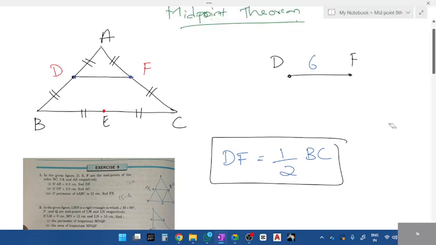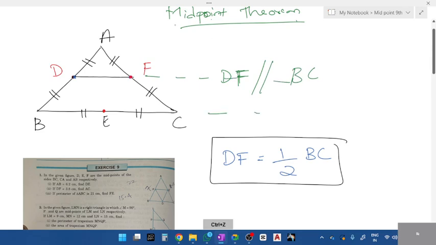Okay, we have two statements. The first statement says DF is parallel. So when you take the midpoint, DF is parallel to BC. What do you mean by parallel to BC? However much you extend DF and BC, will they coincide? They don't coincide, or they don't meet at a common point. That's it. This is the first theorem.